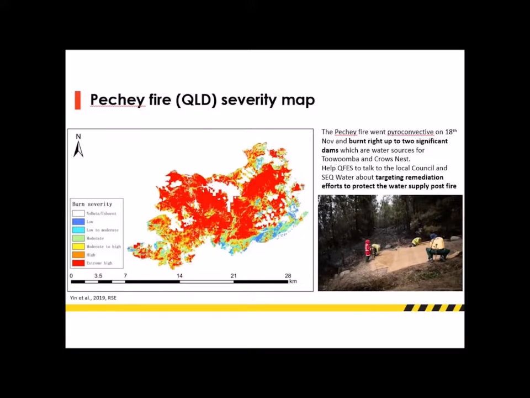The problem of this fire that was in Queensland this season is that it burned right up to 2 significant dams, and therefore they were very worried about the quality of the water, so they wanted to quickly start to do remediation efforts to protect the water supply. So next one, please.